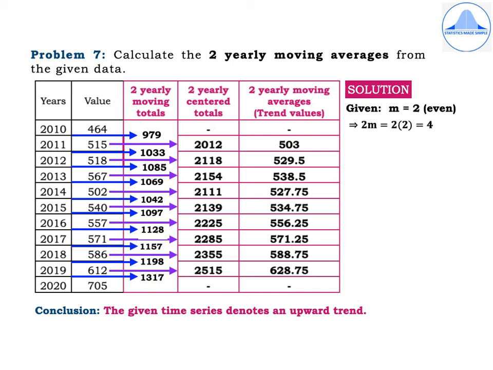In a similar way, find out the next 2 yearly moving total. 515 plus 518 is 1033 and write it in between 2011 and 2012. Continue in a similar way, and the 2 yearly moving totals for the other years are 1085, 1069, 1042, 1097, 1128, 1157, 1198, 1317.